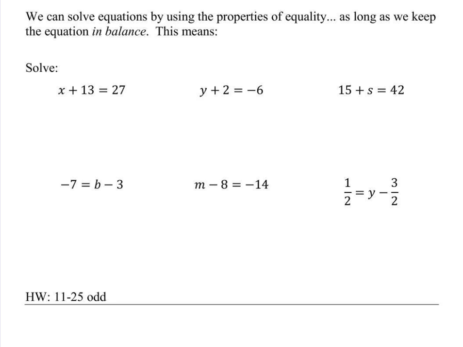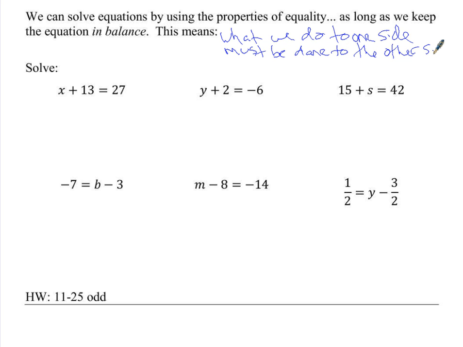So we can solve equations by using the properties of equality as long as we keep the equation in balance. What we do to one side, we have to do to the other. And that's what I mean by this. What we do to one side must be done to the other side. And that keeps the equation in balance. Think of a scale. If you put something on one side of a scale, the scale's out of balance. So you have to put the same something on the other side of the scale to keep that scale back in balance. The same thing is going to happen here.